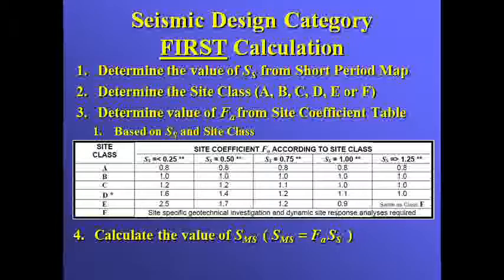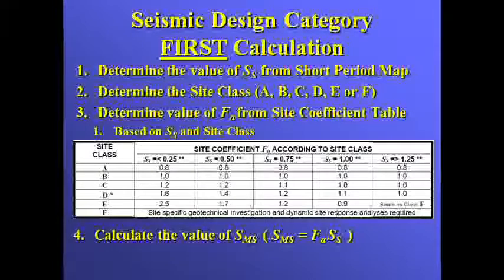Second, determine the site class letter designation based on the available soils analysis or using the default site class D as described previously. The site-specific site class for the building may be available from the contract documents, the authority having jurisdiction, or the design professional responsible for preparing the soils investigation report.